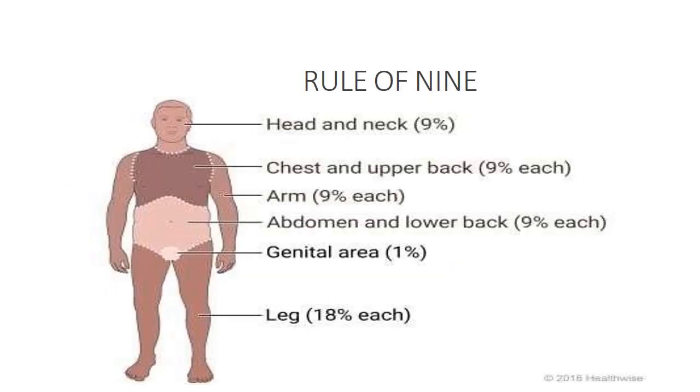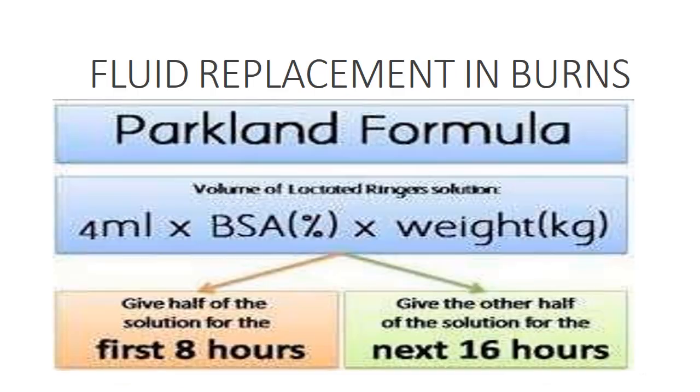The rule of 9 is one of the methods of measuring the body surface area of burns. The head and neck is 9%, chest and upper back 9% each, arm 9% each, abdomen and lower back 9% each, genital area 1%, leg 18%.